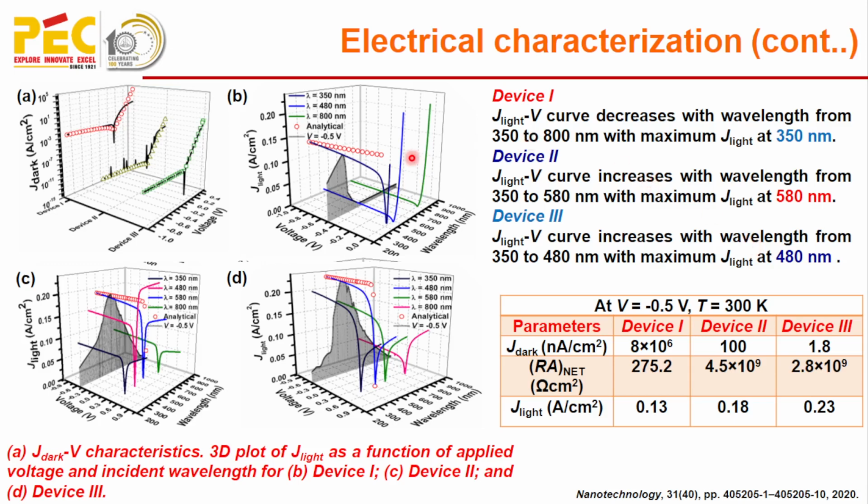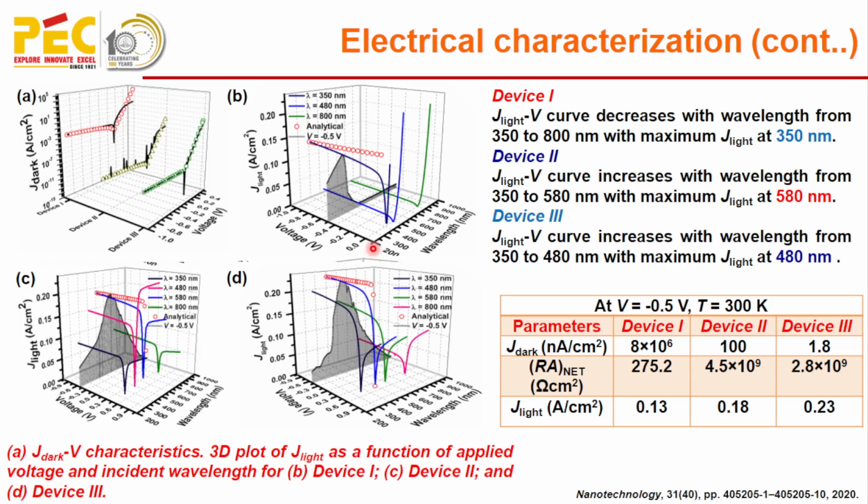In the electrical characterization, I plotted the dark current density with the voltage and found that the dark current density for all the devices closely matches the analytical expressions. In the case of the light current density versus voltage curve, for device 1 it decreases with the wavelength from 350 to 800 nanometers, with the maximum light intensity at 350 nanometers. This decreasing current is due to more recombination of the charge carriers at high wavelength. And this 350 nanometer works as a center or cutoff wavelength for device 1.